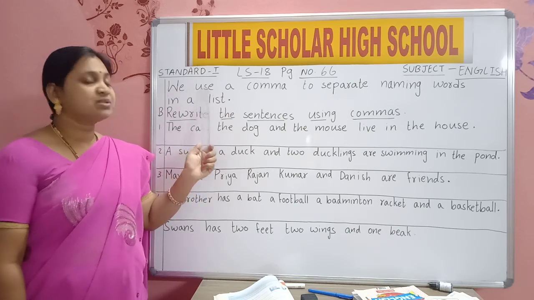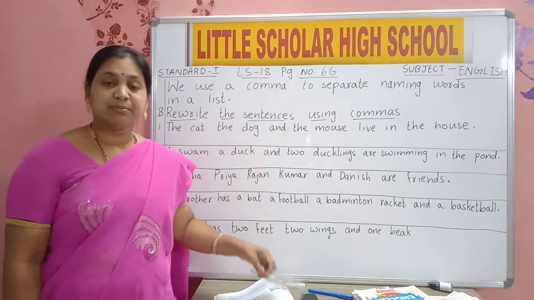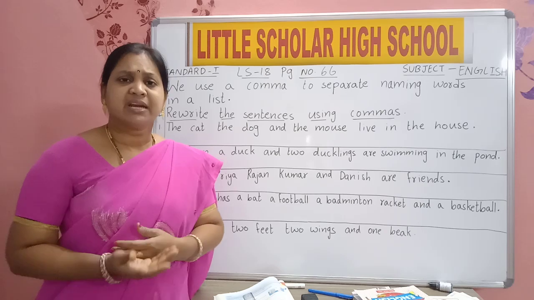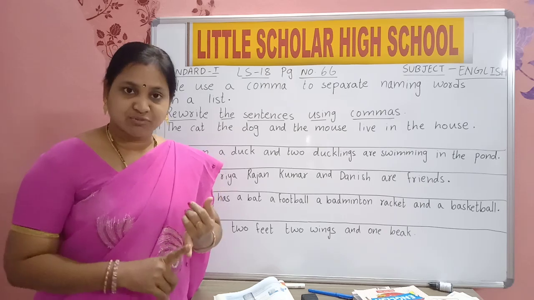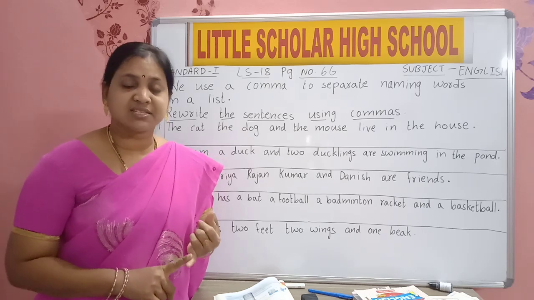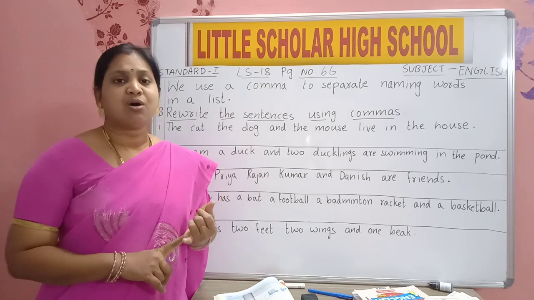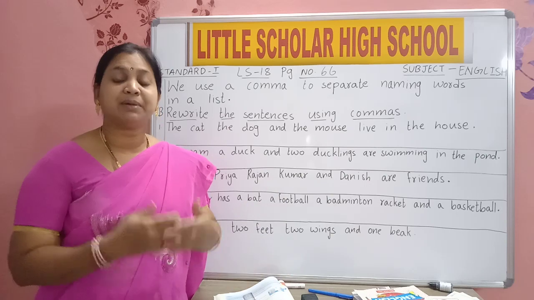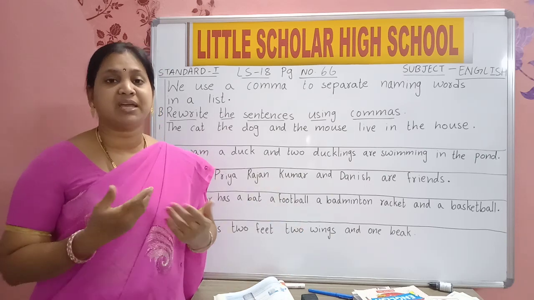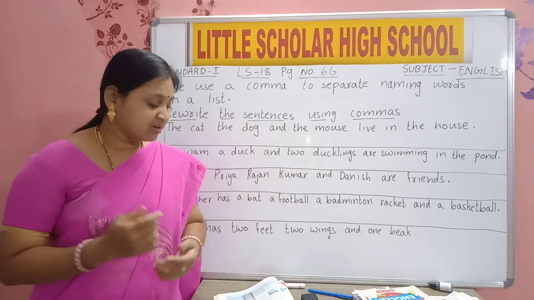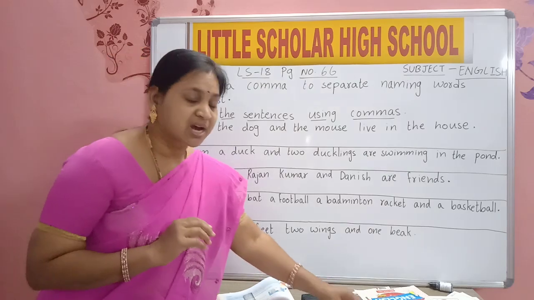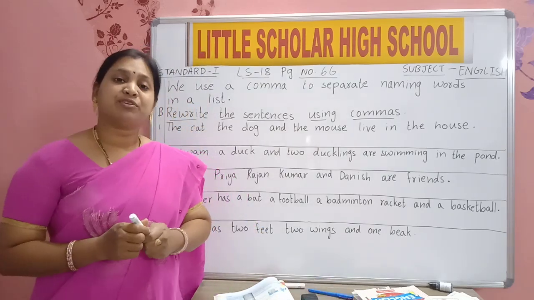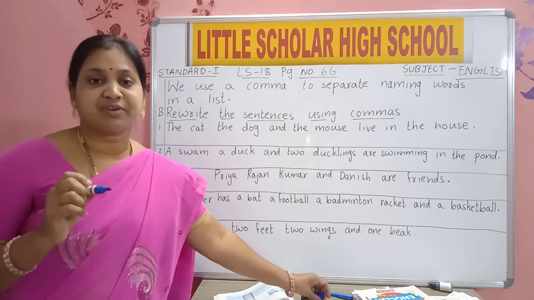We use a comma to separate naming words in a list. What are naming words? Naming words means names of people, names of things, names of places. All the things in this world have names. All the places have names. All people have names. So all these are naming words.